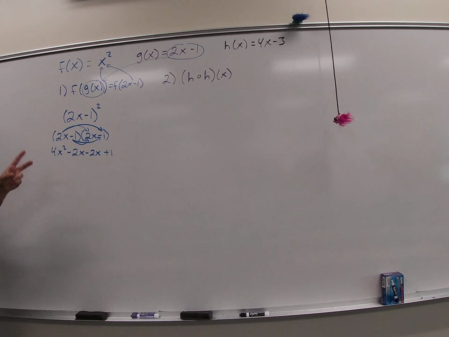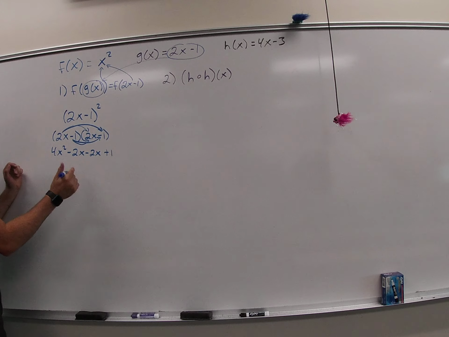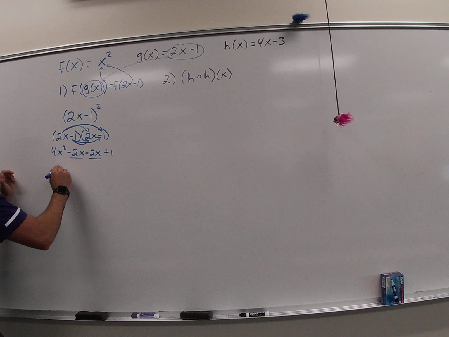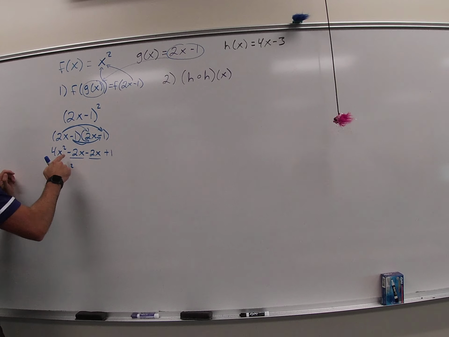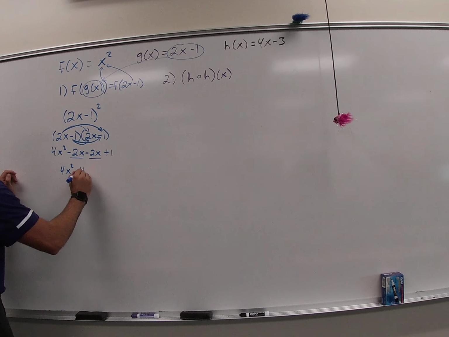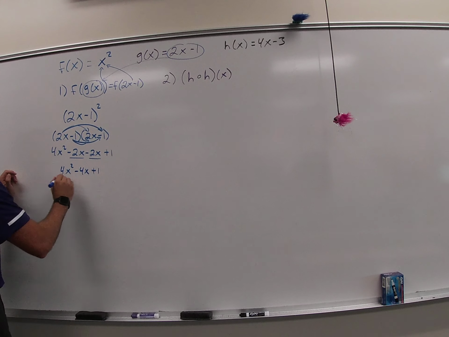So if you would have done it your shortcut way, you would have gotten the 4x squared right, and you would have gotten the plus 1 right. What you would have missed, though, is this middle term that would have been lost. So when I combine like terms in the middle, if I have a negative 2x, taking another negative 2x away, I would get a negative 4x.